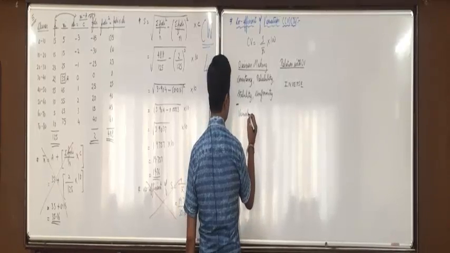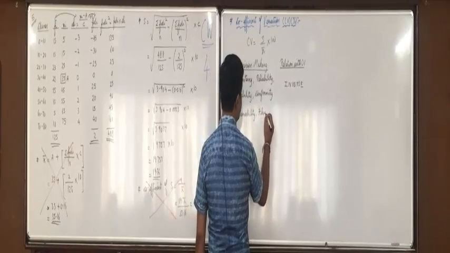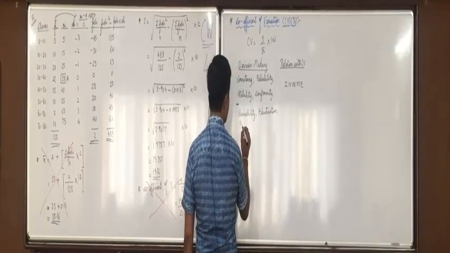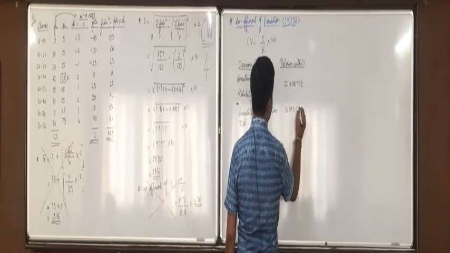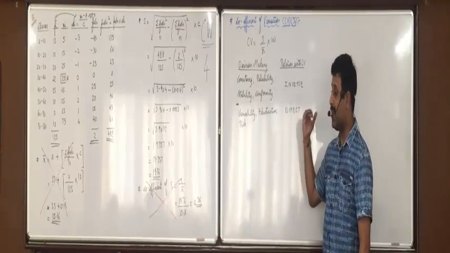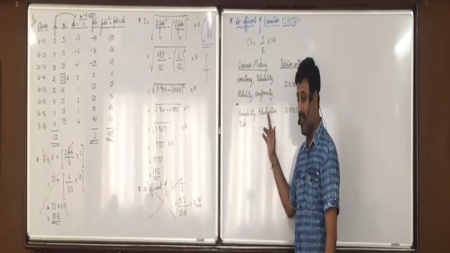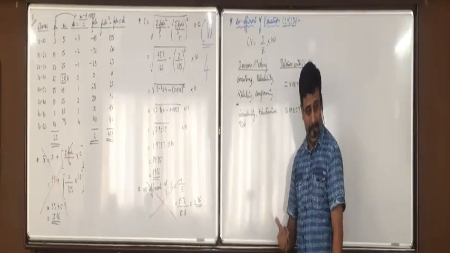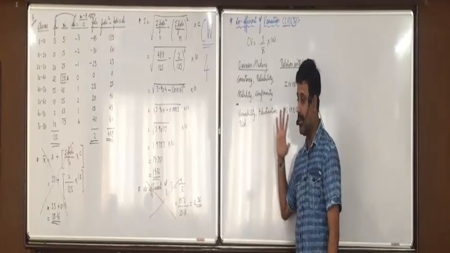And if you are asked the decision on variability, that is variation, fluctuation or risk, then it has a direct relation. Direct relation means whichever group's CV is more is more variable, fluctuating or risky. Whichever group's CV is less is less variable, fluctuating and risky.